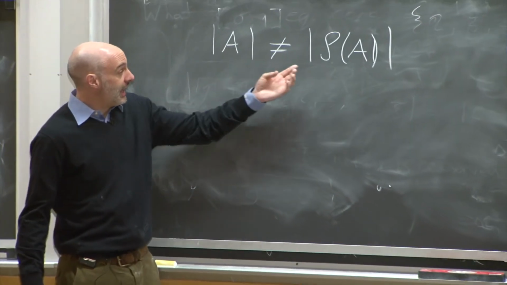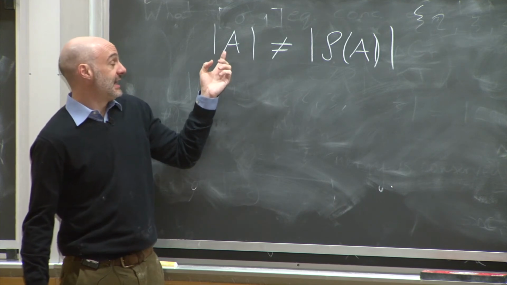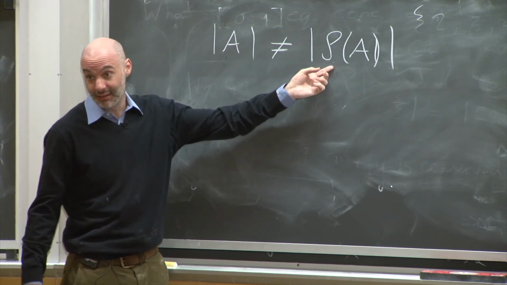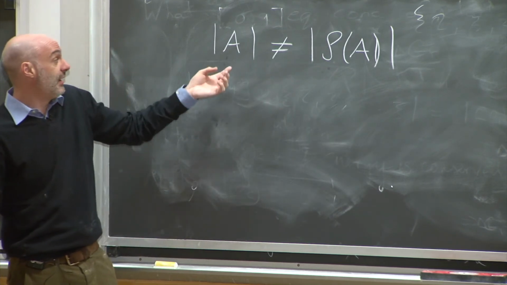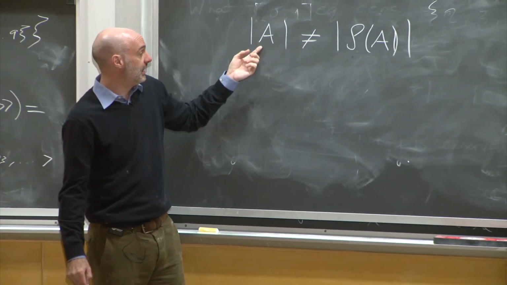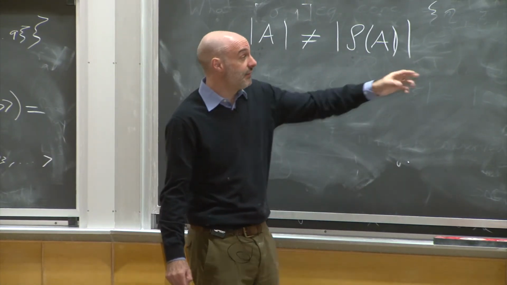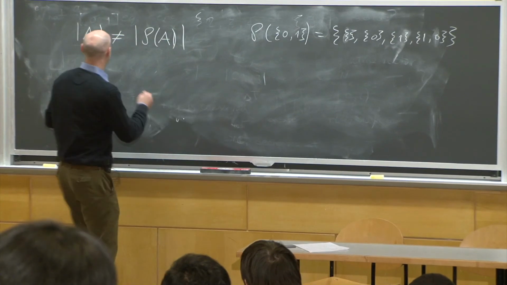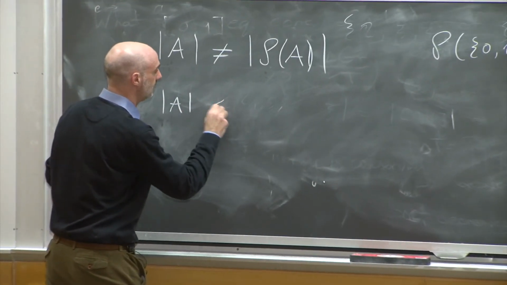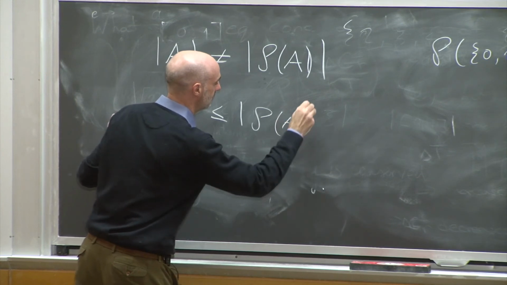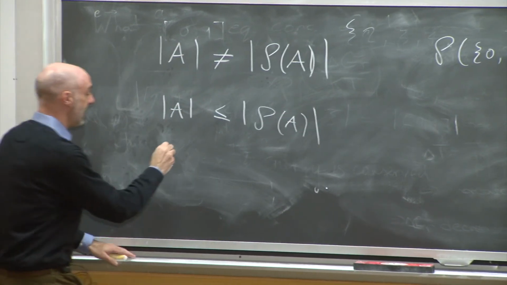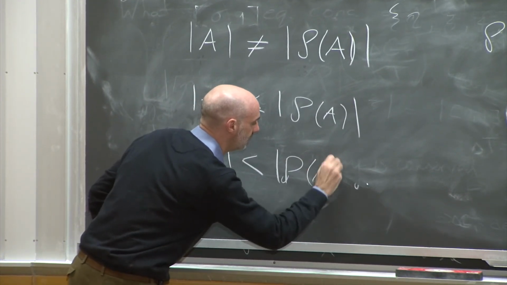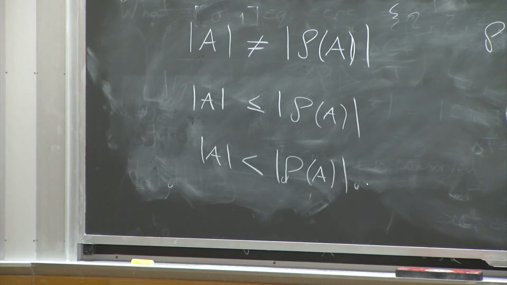Now, we know, of course, that the cardinality of this guy is going to be smaller or equal to that guy, because it's very easy to define a 1-1 function from here into there. Just pick the function that takes every element of your set to its singleton. So we know this. And from those two things together, you get that the power set has strictly more elements than the set.